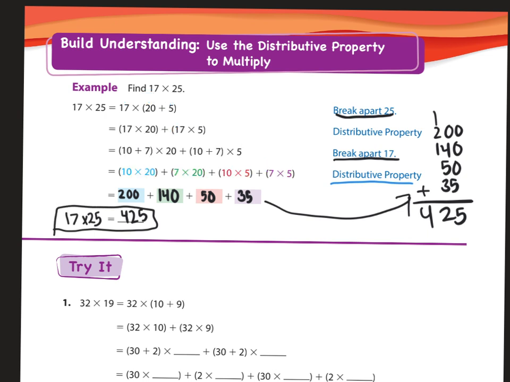Let's review that one more time. I began with 17 times 25. And just like my area model, I'm going to break down each of these numbers into tens and ones. I'm going to begin with any number, but here they began with 25, and they broke that down as 20 plus 5 makes 25. Then they distributed the 17 to 20 and to 5, and they wrote 17 times 20 plus 17 times 5.